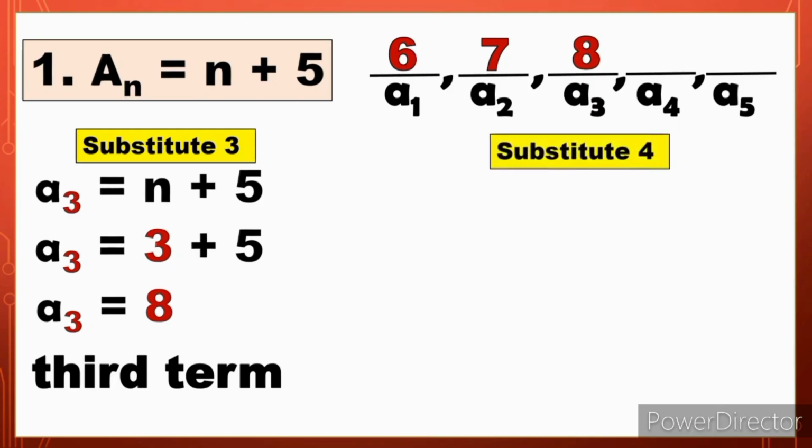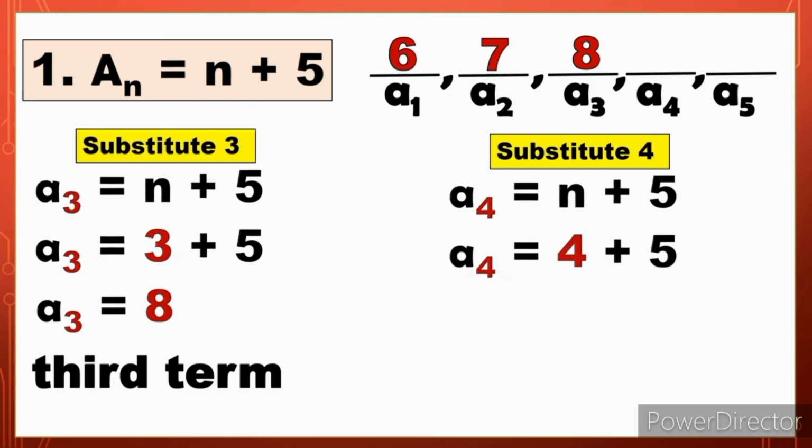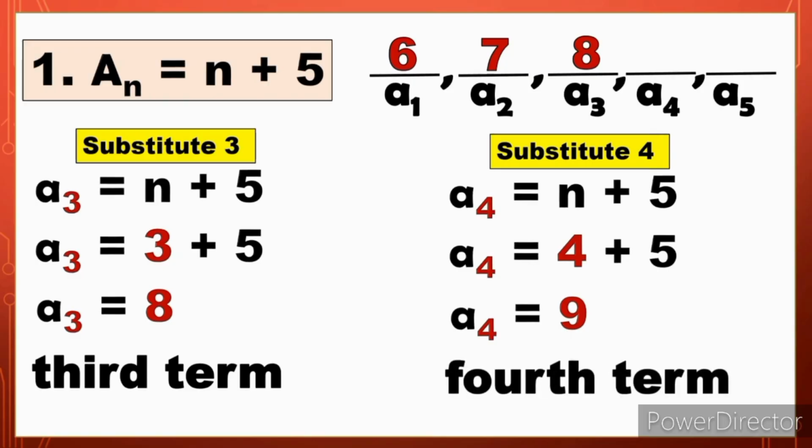Okay, next, to find the fourth term or a sub 4. So, a sub 4, then we substitute 4. So, a sub 4 equals n plus 5, and then change n with 4. So, a sub 4 equals 4 plus 5, and 4 plus 5 equals 9. Therefore, a sub 4 equals 9. And 9 is our fourth term.